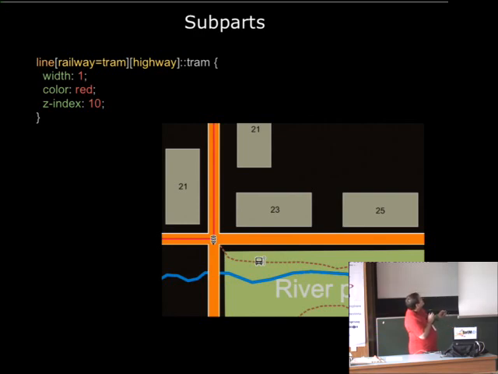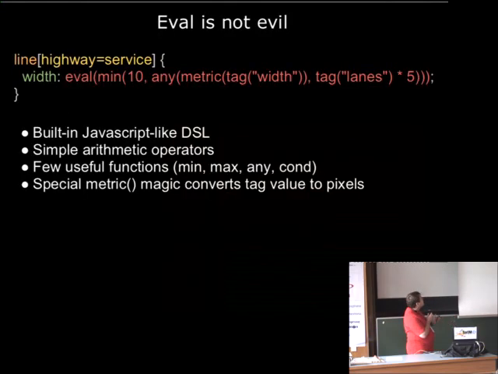There's subparts. So you can specify subpart, non-default, and the line will be rendered once again. So this red 1 pixel line is the tram line, just above the regular highway. And that index tag specifies when it will be rendered and on which layer.